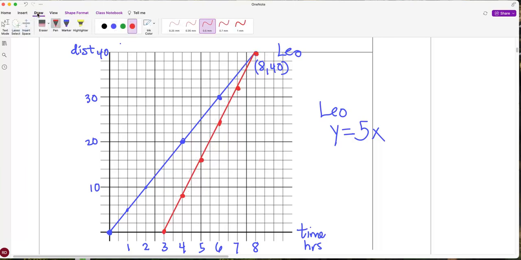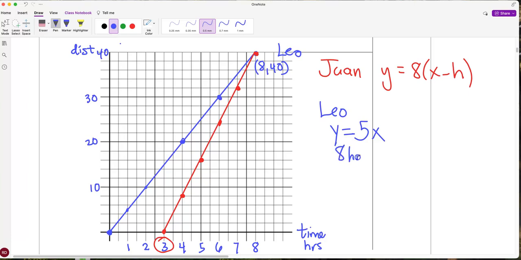Now the question was, we know that Juan starts later, so Juan is y equals 8x minus h. In order for him to end at the same spot, he has to start 3 hours later, okay? So we look at the total time. Leo is riding that bike for 8 hours, and Juan is riding his bike from 3 to 8 for 5 hours, okay?